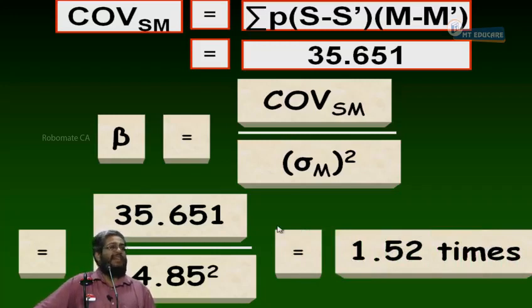The meaning is SFL share is 1.52 times riskier than what? Market is the meaning. Okay, beta is 1.52 times.